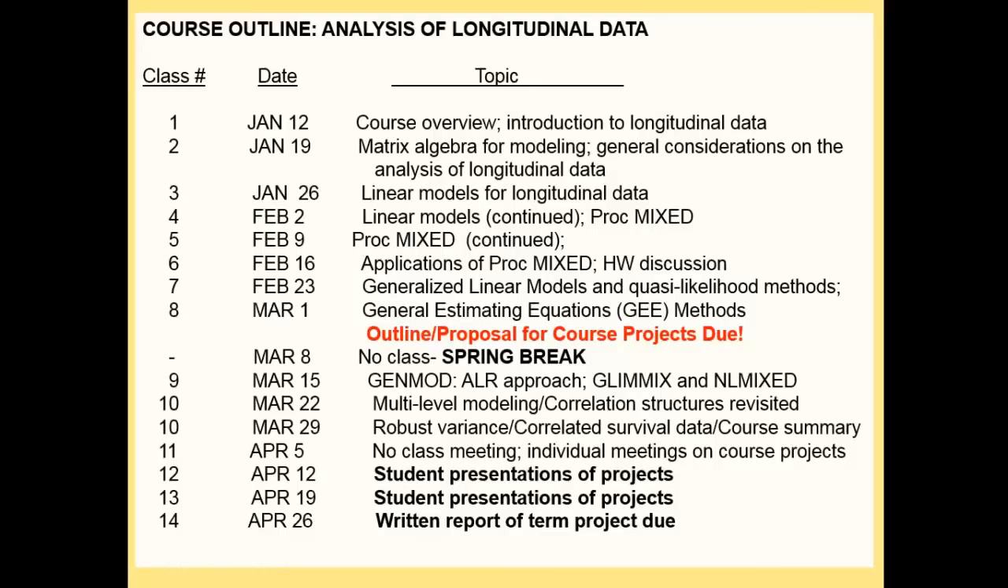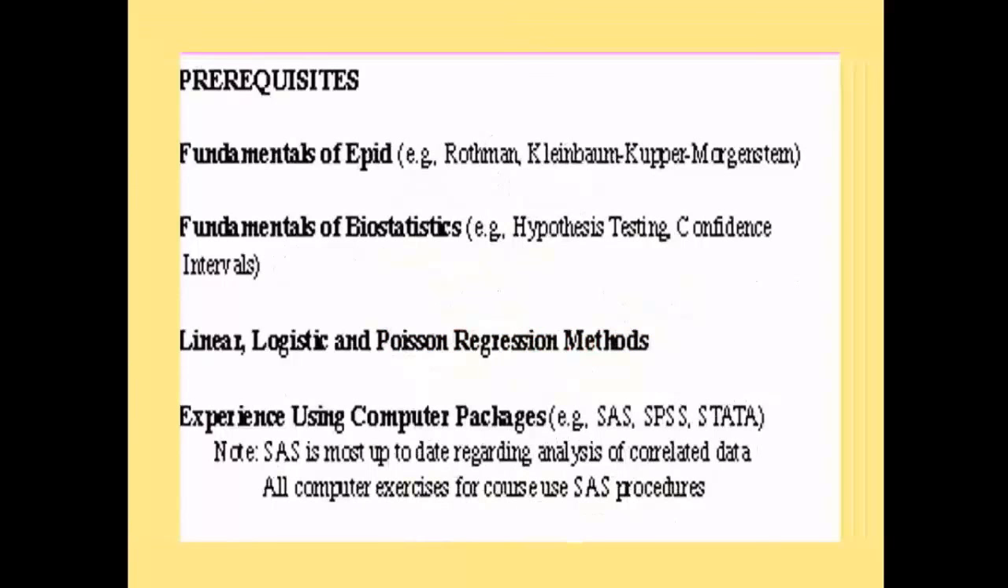And the first half is about linear models, and the second half is mostly about nonlinear models for correlated data. So that's what this list describes. And again, the prerequisites for this course are fundamentals of epi, fundamentals of biostatistics, linear, logistic and Poisson regression models, just like in Epi 740, and experience using a computer package, just like in Epi 740 and other courses you've had.